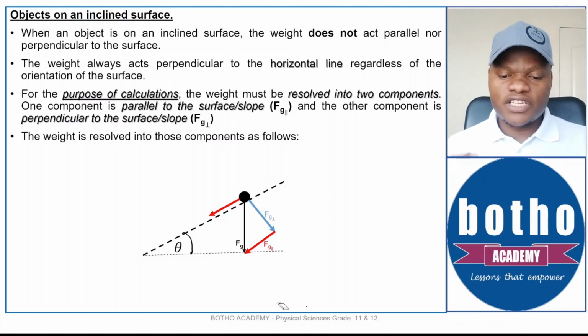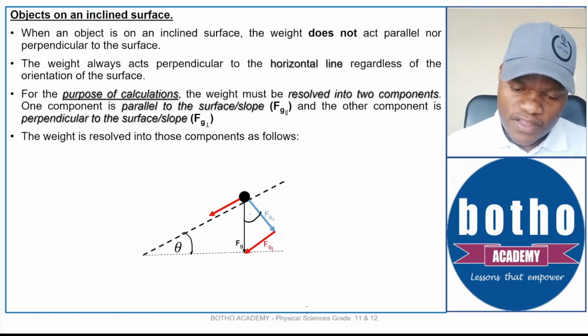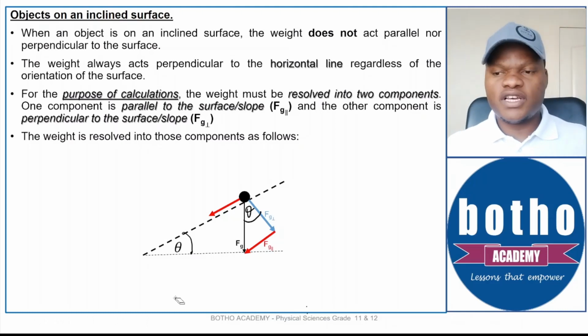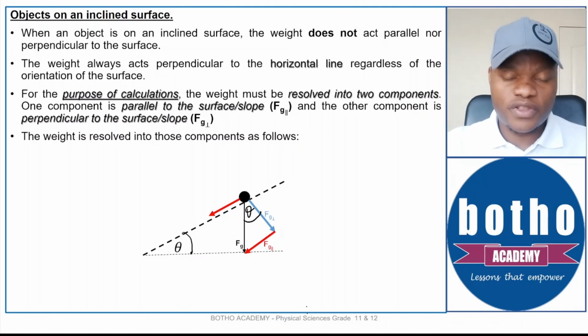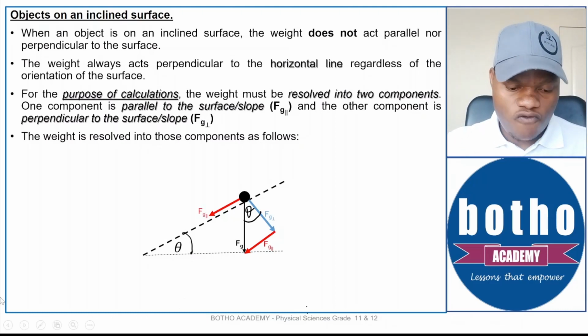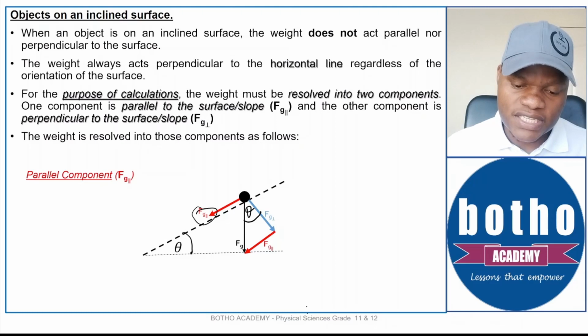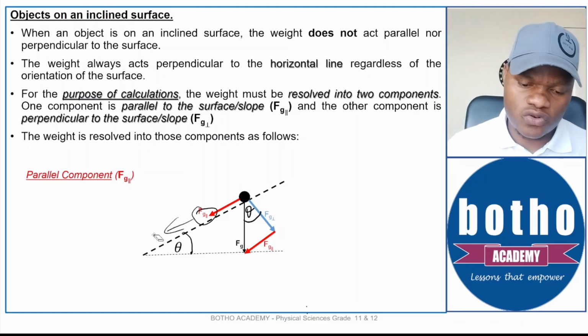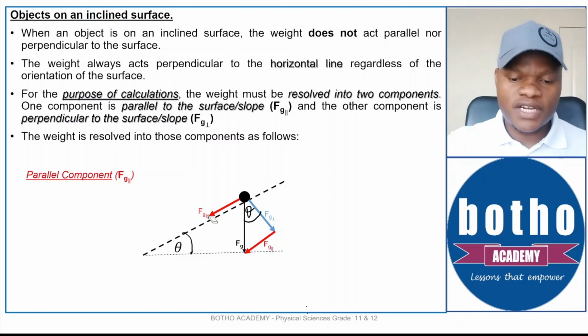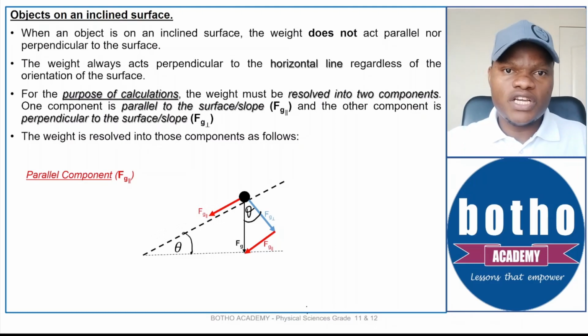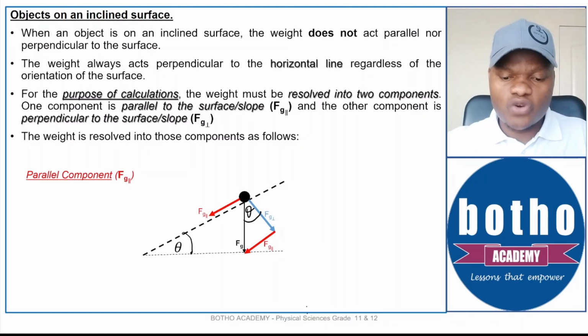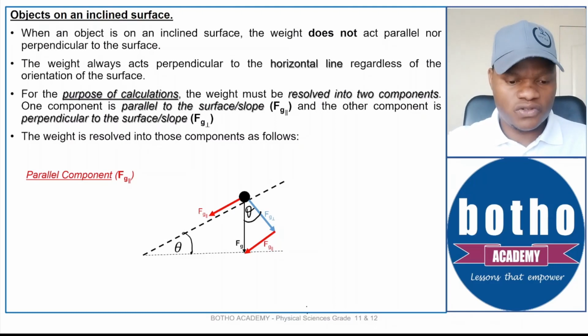All right, now that we know that this angle here is the same as that angle there, it's theta, let's use that information. We are going to start with FG parallel. If we move to FG parallel, the parallel component of the weight is this one that is acting down the slope. It's always going to act down the slope, this parallel component. How do we calculate it? Now we have knowledge of trigonometric functions, and we also know that the angle over there is theta, the same as the angle between the surface and the horizontal line.